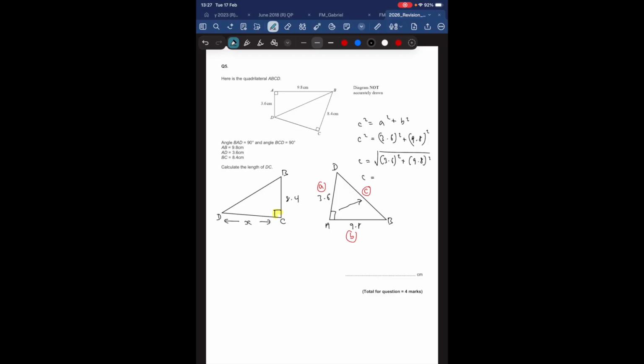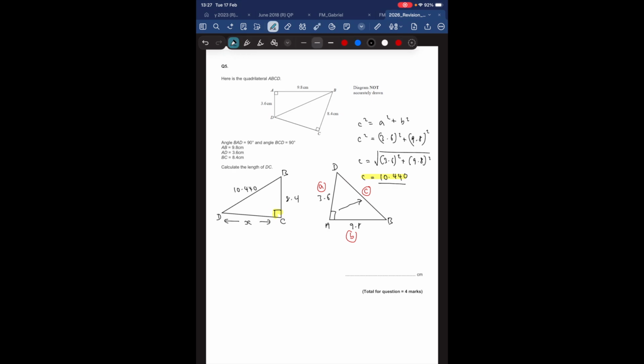So if I do that in one go, 3.6 squared plus 9.8 squared, and then I take the square root of that, I end up with 10.44, and I'm going to put it to 3 d.p. And the reason I'm putting it to 3 d.p. is because this is not the final answer. It's part of the answer. So I don't want to round it too much. What I'm then going to do is take this length of 10.44, and I'm going to replace it into this right angle triangle, because this length BD is the same as this length BD.